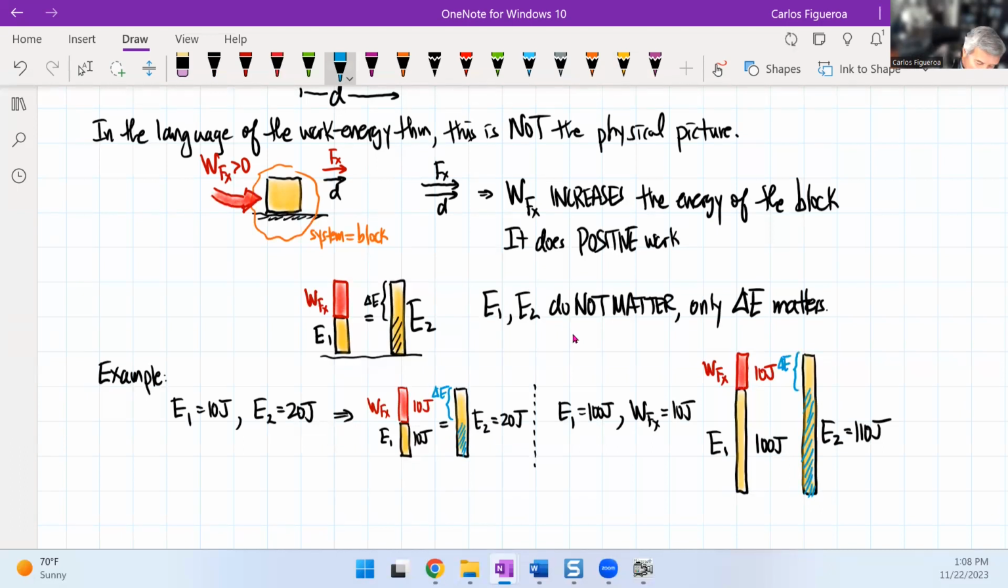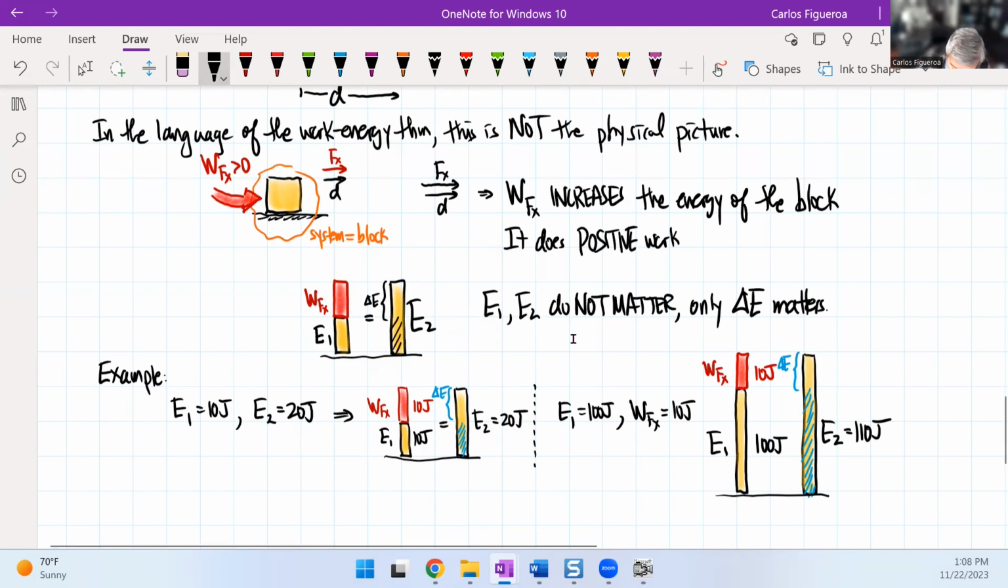And that's a really hard thing to comprehend. And that's why I'm saying E1 and E2 do not matter. They're meaningless. The only thing that's meaningful is the amount of work that was done. And then that work doesn't disappear. It gets converted into stored work, which we then call energy.